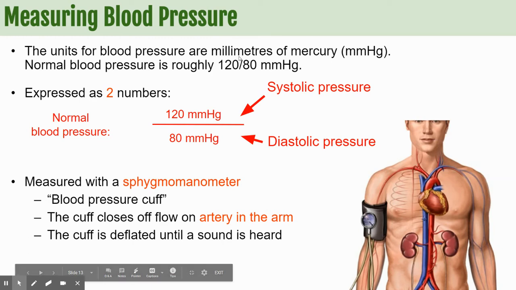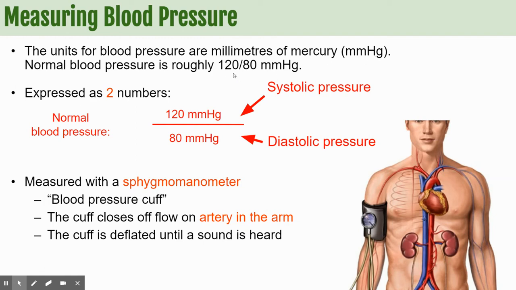So blood pressure is measured in units called millimeters of mercury, and the normal blood pressure is roughly around 120 over 80. All right. So it's expressed as two numbers. The 120 refers to the systolic pressure, and this is the pressure when the ventricles in your heart are contracting, remember systole? The number below is the diastolic pressure, and that's the pressure when the heart is not contracting.